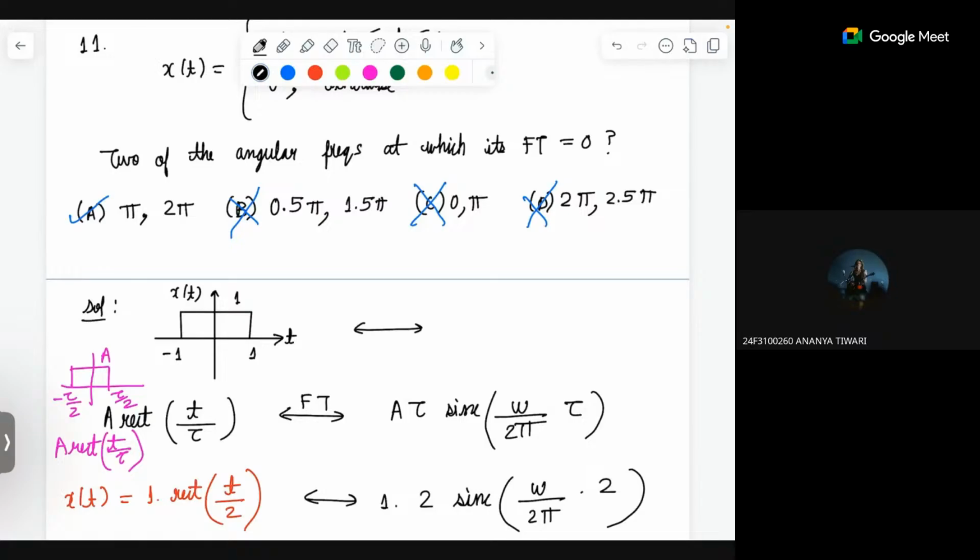Is that clear? Is that clear? Ananya, Sonali, are you there? Yes, ma'am. All right. So this was the last question I had. Do you have any other doubt? Or we can just end the session then.